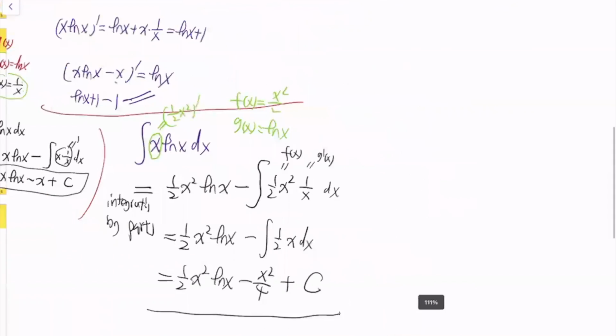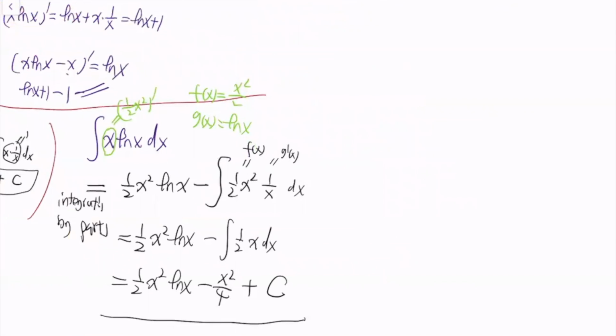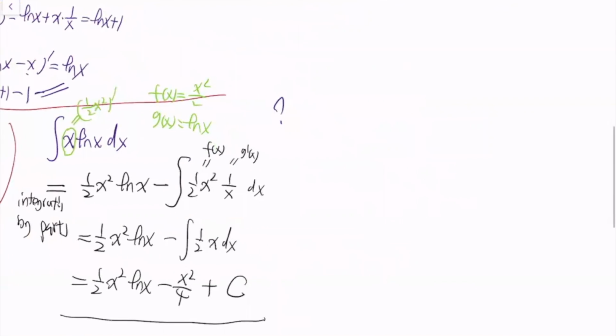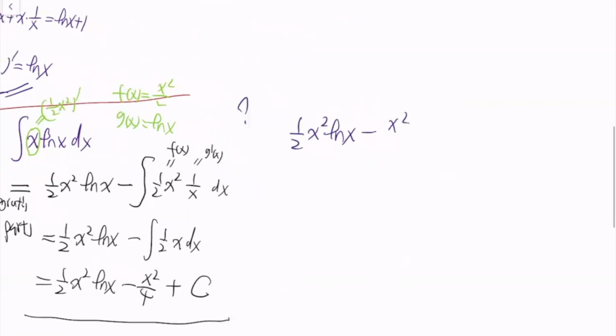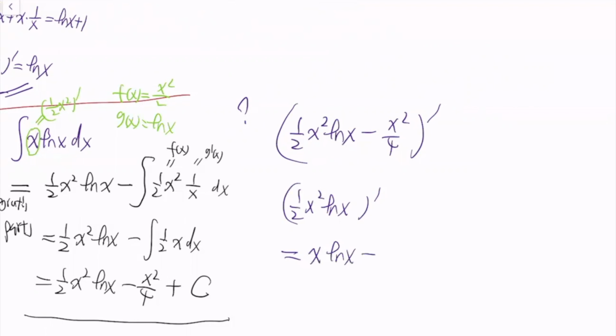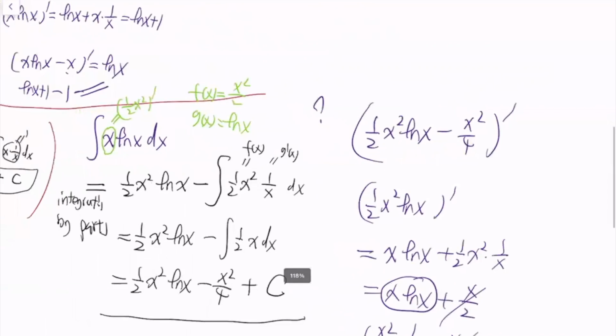And then you can double check. Is it true that 1/2 x squared log x minus x squared over 4 works? If I take the derivative of 1/2 x squared log x using the product rule, this will be x log x plus 1/2 x squared times 1 over x. So I get x log x plus x over 2. Now, if you take the derivative of x squared over 4, you get x over 2. So they cancel with each other, leaving us with x times log x, which is indeed correct.